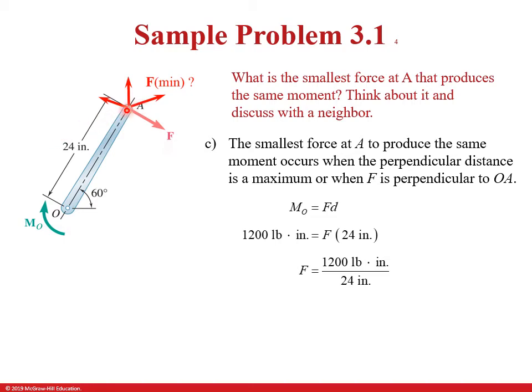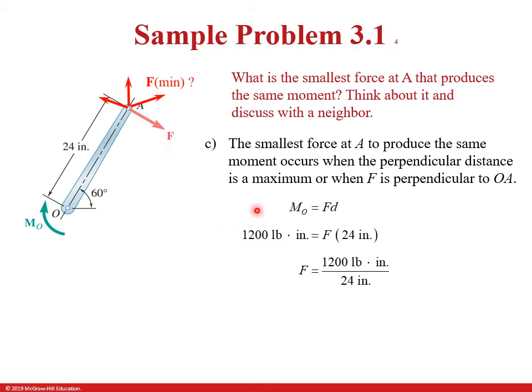Let's see. So the smallest force is that at the greatest distance. And the greatest distance is going to occur between the origin and the line of action when F is perpendicular to it. You can see here, if the line of action goes this way, our perpendicular distance from O to that line of action becomes smaller. We want the force to be the smallest, so we want the distance to be the greatest, and that's going to be when it's perpendicular.